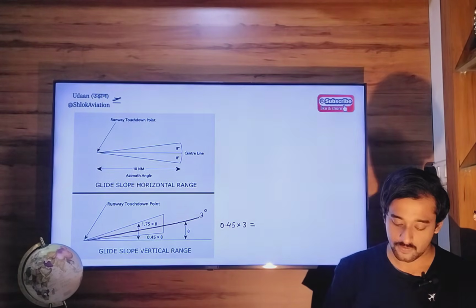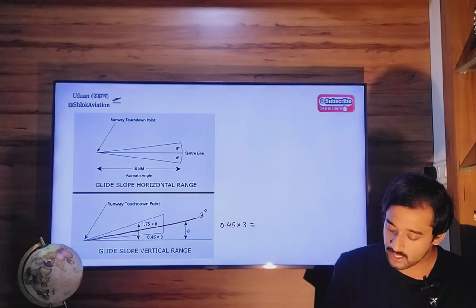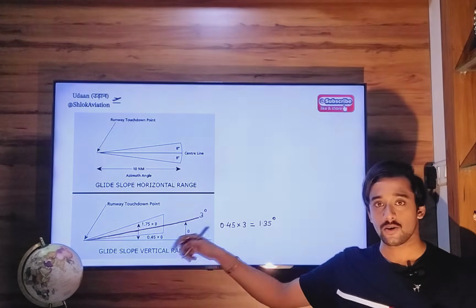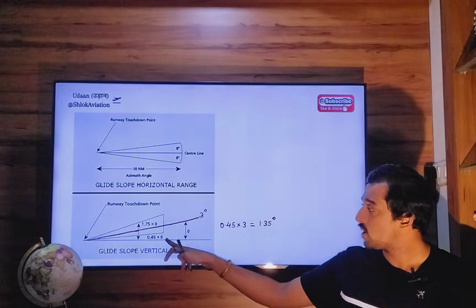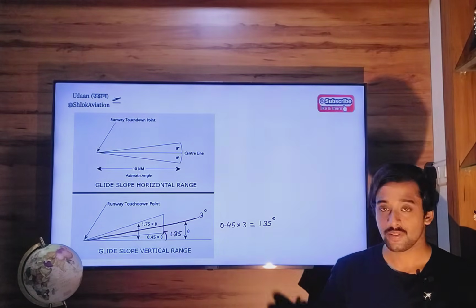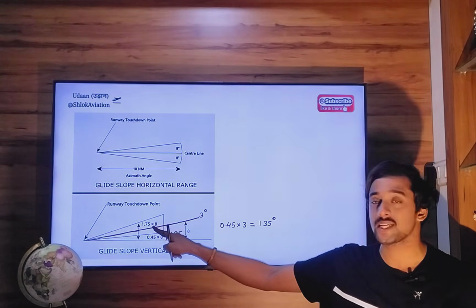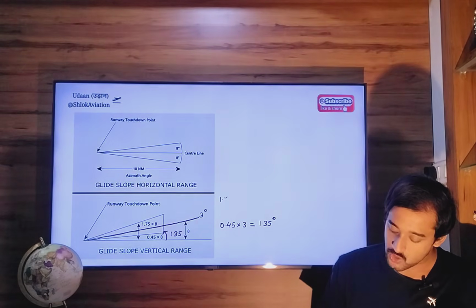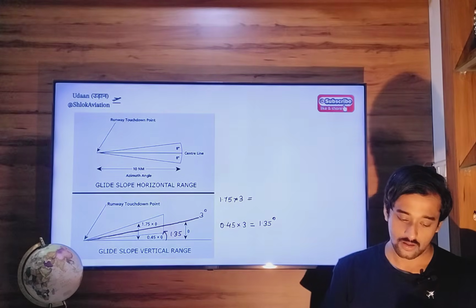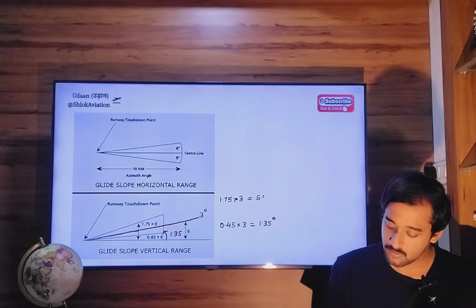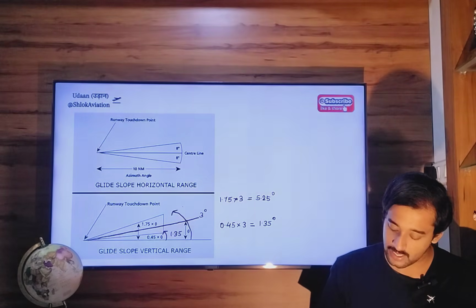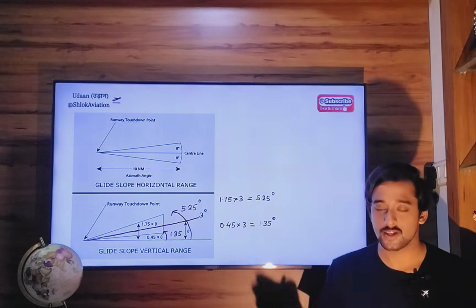That means 1.35 degree. So this lower limit of the glide slope will be 1.35 degree above the ground surface. And the upper limit is 1.75 times theta. So 1.75 times 3 is 5.25 degree. That means this upper limit will be 5.25 degree above the ground surface.